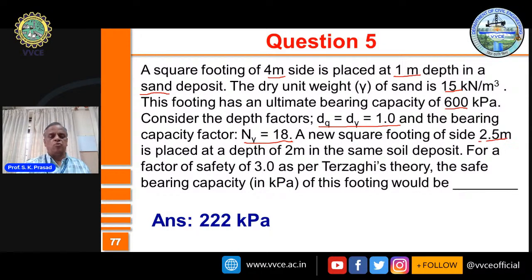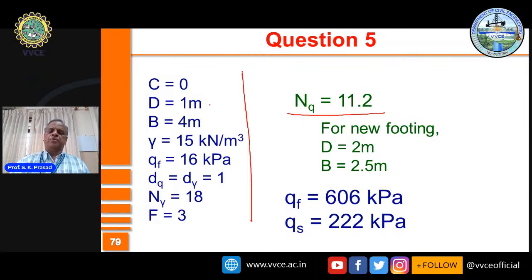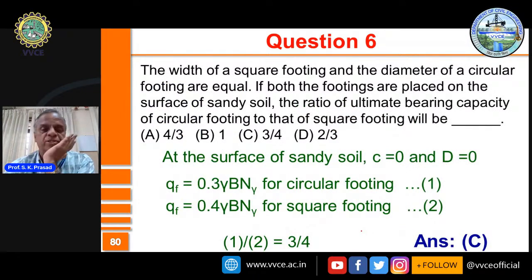A new square footing of say 2.5 meters is to be placed at 2 meter depth. Taking factor of safety as 3, find out the safe bearing capacity using Terzaghi's rule. Like before, first thing is to find out NQ. From the first data, everything is known, including N gamma. Therefore, C is 0, so the NC effect doesn't come into picture. Hence, you have to find NQ because QF, the ultimate bearing capacity, is known. Then, knowing NQ, for the new footing, you find out the safe bearing capacity. So safe bearing capacity is found to be 222 kilonewton per meter square.